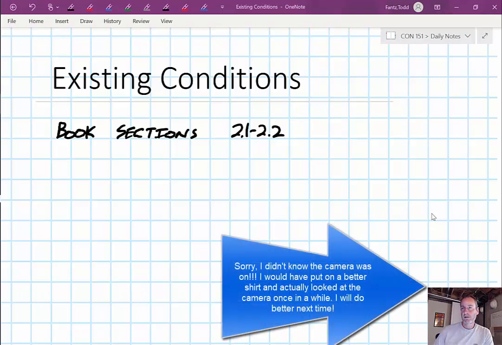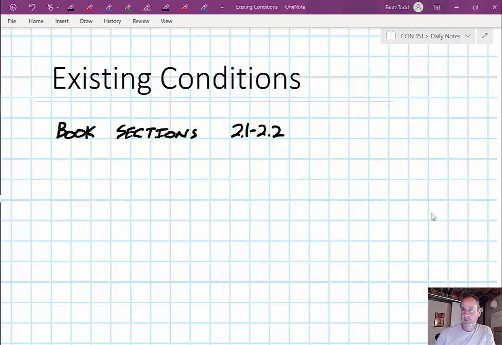Right, welcome back everyone. We're going to move on to Division 2, existing conditions. And once again, the divisions are from the MasterFormat, and our book follows right along with that. This would correspond to book chapter number 2, and in particular sections 2.1 and 2.2.